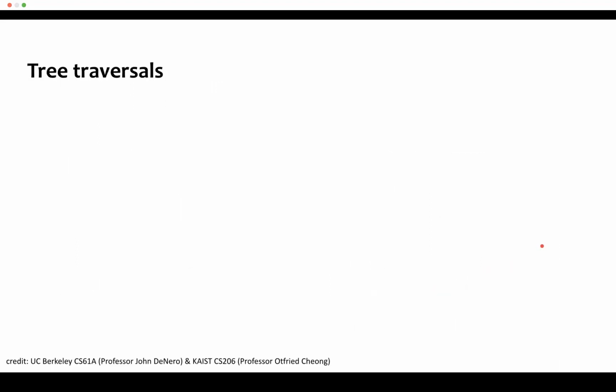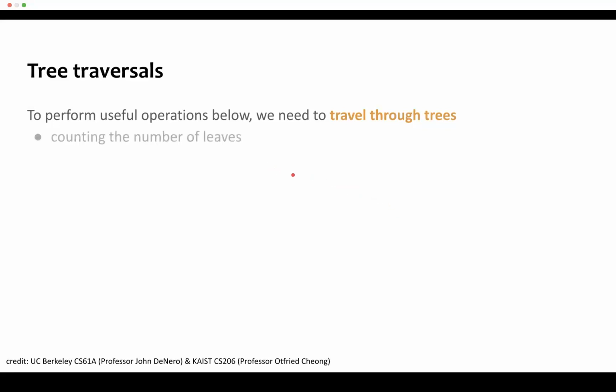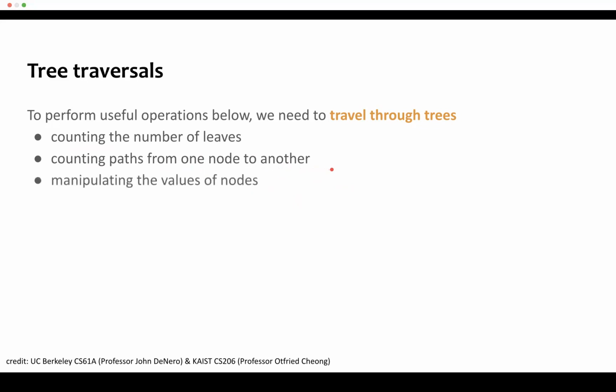All right, from now on, let's talk about tree traversals. To perform useful operations, we need to travel through trees. Sometimes you want to count the number of leaves in a tree. Sometimes we want to count paths from one node to another. And sometimes we want to manipulate the values of nodes. When we want to do these kinds of operations, we need to travel through the nodes in a tree and manipulate the values of a node.